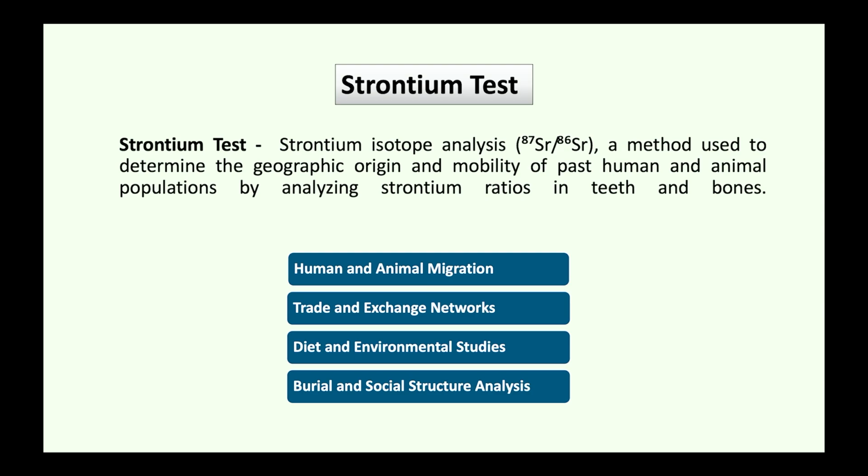Next is the strontium test. Strontium isotope analysis is a method used to determine the geographic origin and mobility of past human and animal populations by analyzing strontium ratios in teeth and bones. On the basis of the strontium test, we can trace human and animal migration, trade and exchange networks, diet and environmental studies, and burial and social structure analysis.